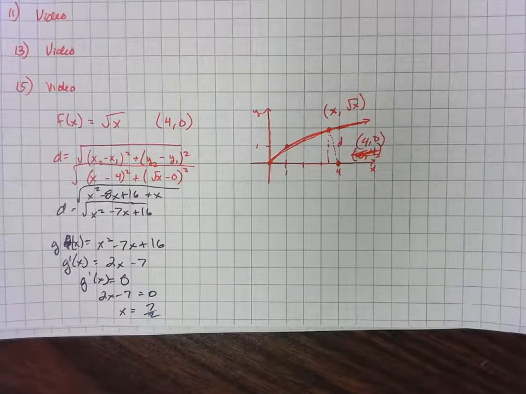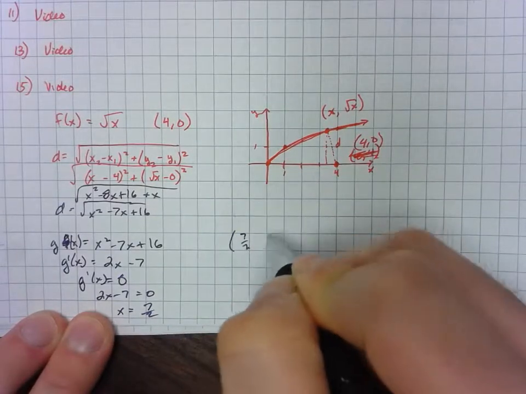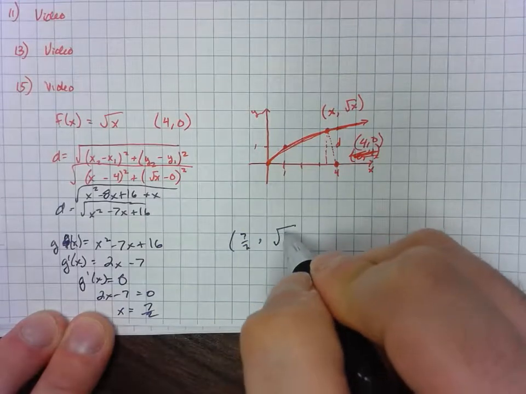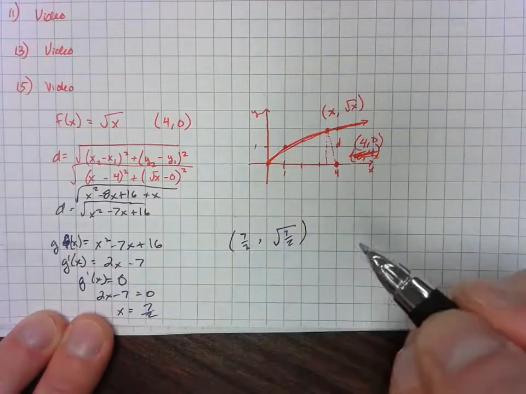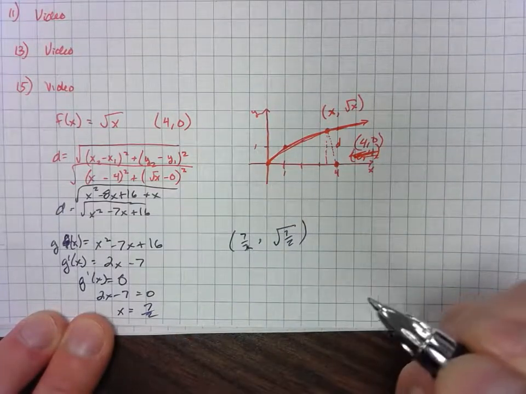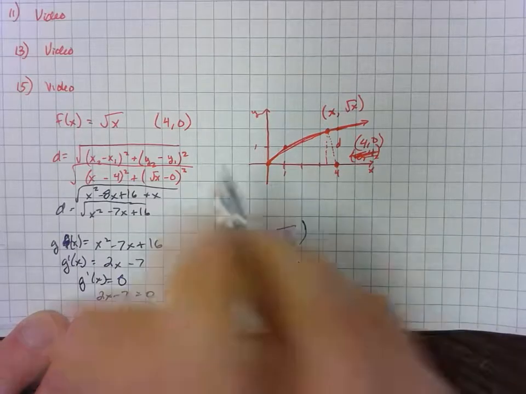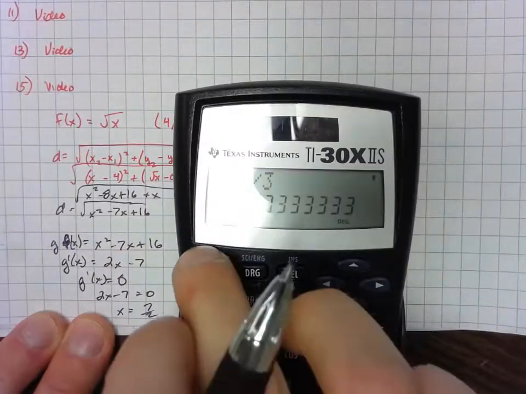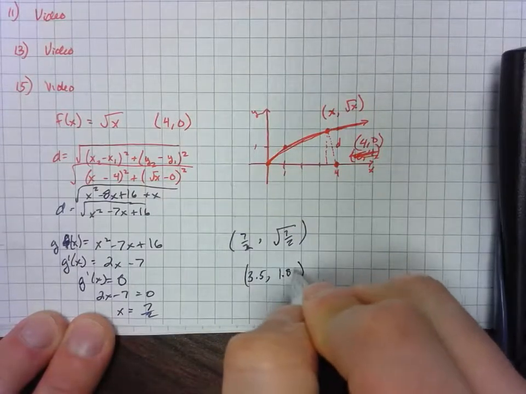And so finally, by the first derivative test, the point nearest to 4, 0 is the point 7 halves, comma, the square root of 7 halves. Okay, well, let's just get an estimate of what this is. So 7 over 2 is 3.5. And then the square root of 3.5, let's just get that real quick, is equal to 1.87, approximately.